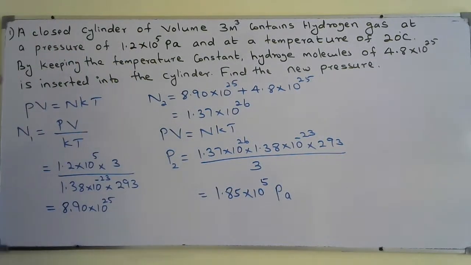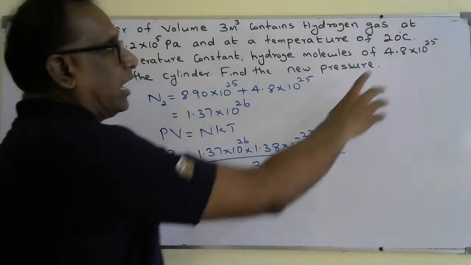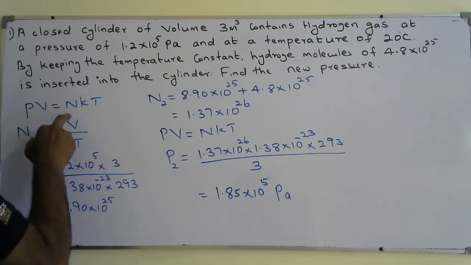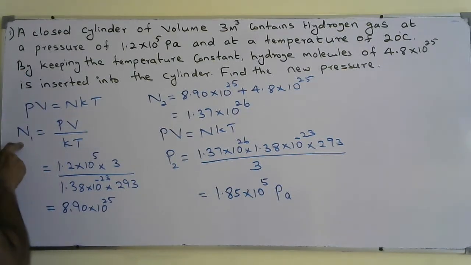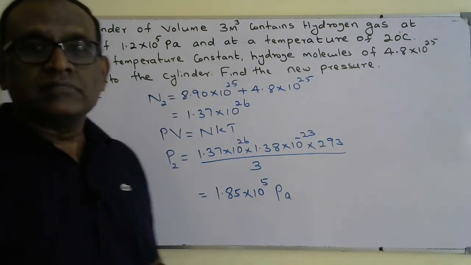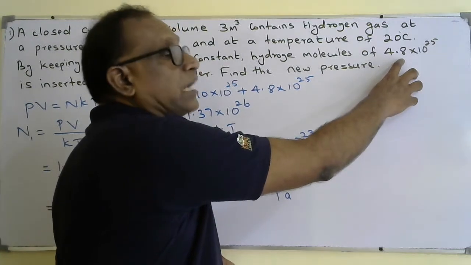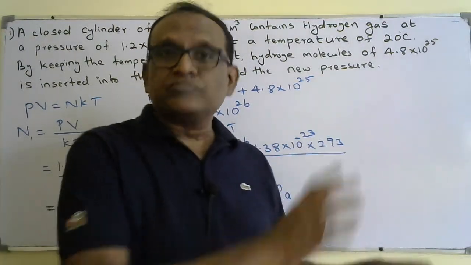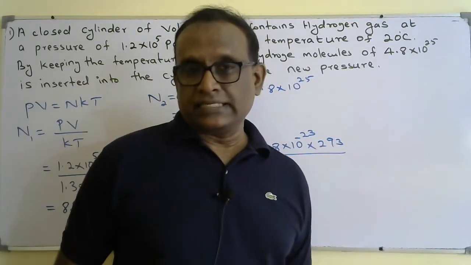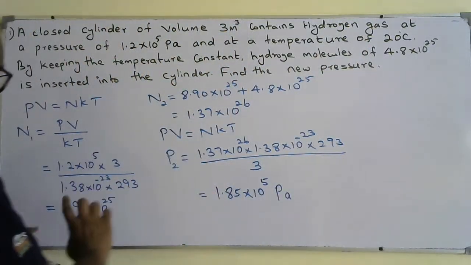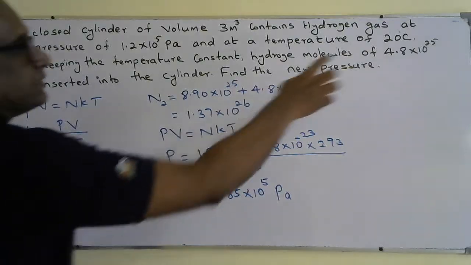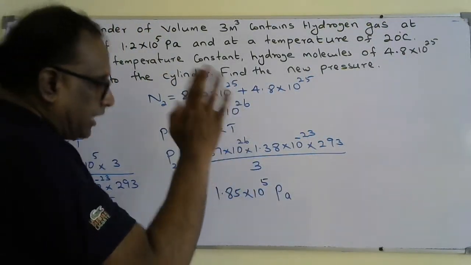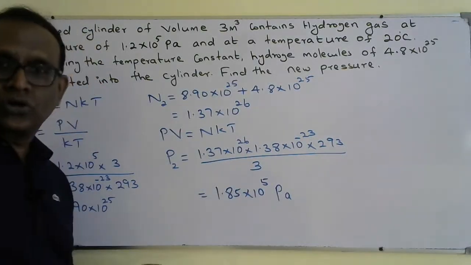Again, those who want to do PV equal nRT, no problem. You can use PV equal nRT instead of PV equal NkT and find the number of moles initially in the cylinder, then convert the number of molecules inserted to number of moles by dividing by the Avogadro number. You will find the number of moles inserted into the cylinder. Add both moles, then use PV equal nRT again. You will get the same answer, nothing will go wrong.